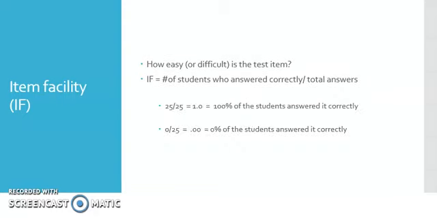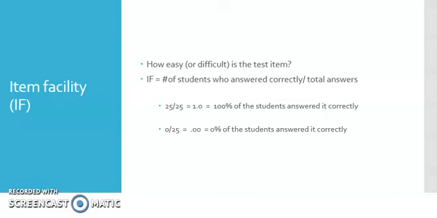Let's think about this. If you have 25 students and 25 of them got one question correct, if we did the math, that would be 1.0 or 100% of the students answered it correctly. It would be a very easy test item, the facility, the easiness of it. And the opposite of that would be if 0 students got it correct, 0 out of 25, 0% of the students answered correctly.